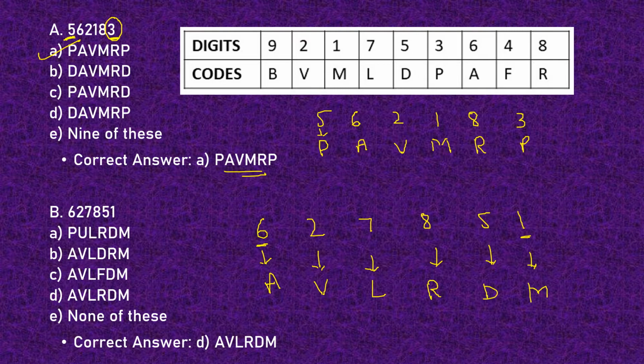So what is our answer? A, V, L, R, D, M. Which is the correct option here? A, V, L, R, D, M. That is option number D. We have to be very careful here because at times we tend to get confused. If you look at option B, it looks quite similar because only the position of D and R has been interchanged.